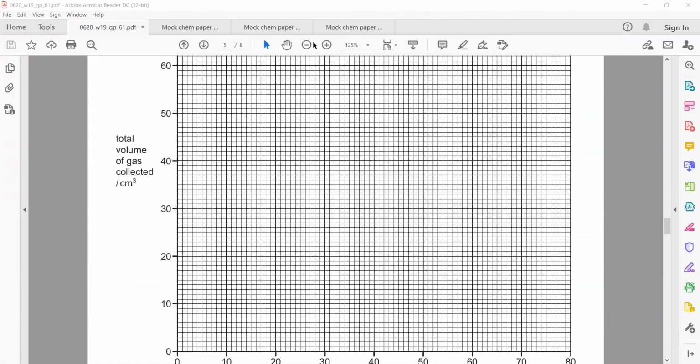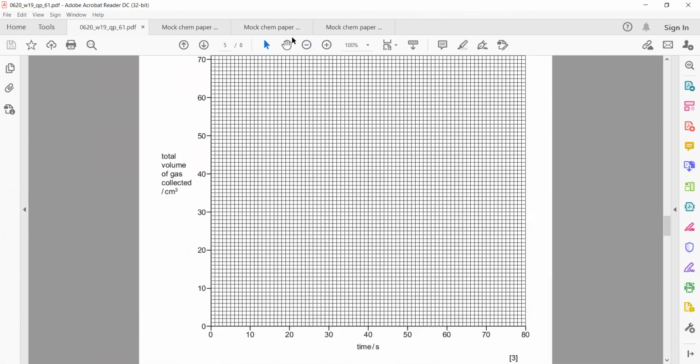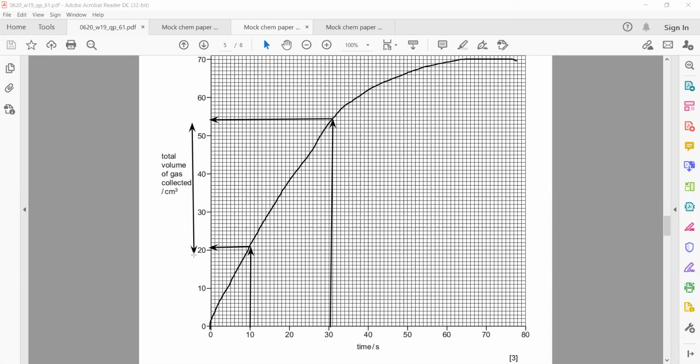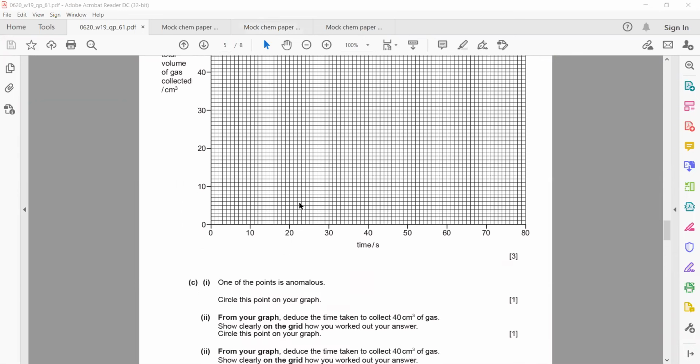If this is a possible shape of the graph, what you will do is measure the volume when time is equal to 10, and measure the volume when time is equal to 30, and the difference in the volume is the volume of gas collected in this interval. So that volume of the gas divided by the time interval, which is 20, you will get the rate of the reaction.